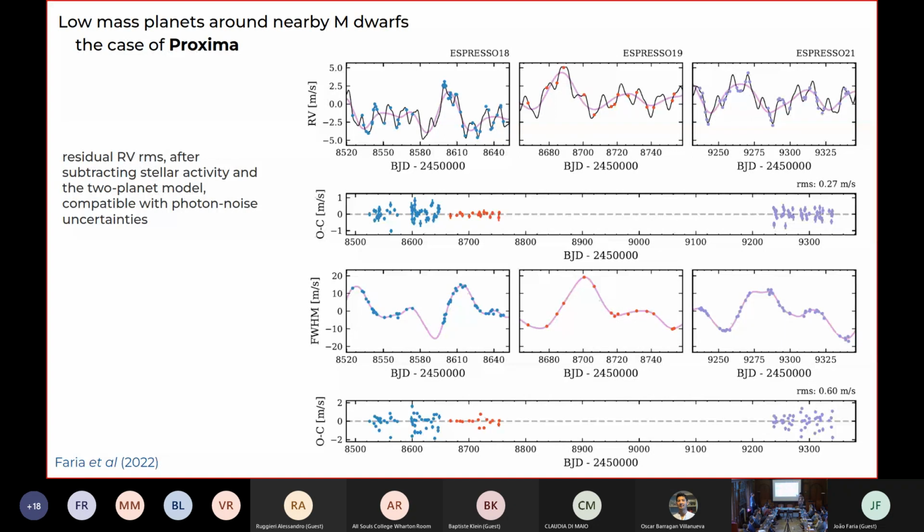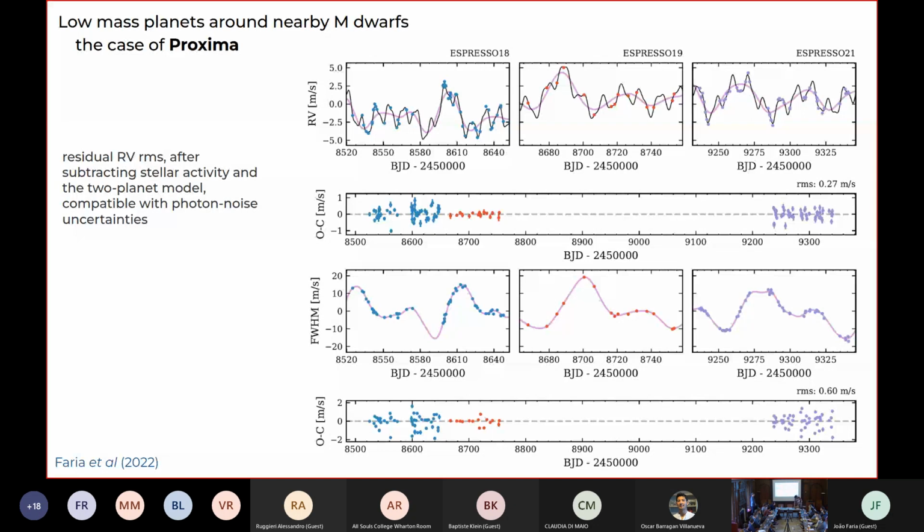Here are the constraints on the two planet candidates. So there's Proxima b. I'm sorry. It's fine. It's a nice plot to look at. Just keep looking at this one.